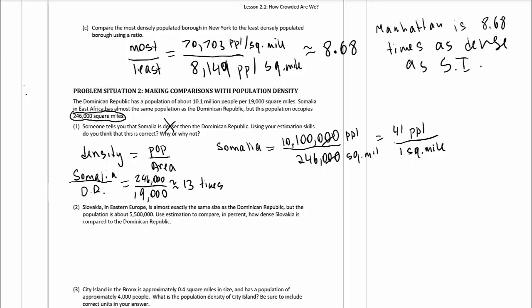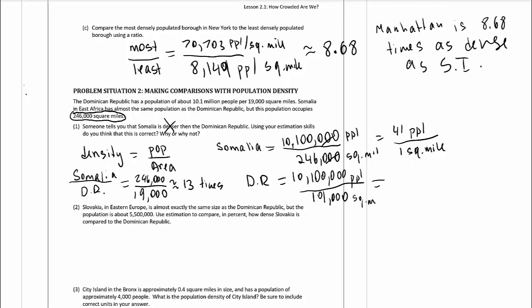So that means Somalia is 13 times as large as the Dominican Republic. That makes Somalia 13 times what? More dense or less dense than DR? Less dense, because it's bigger. All right? And now, to double check that, if we look at the Dominican Republic, its population is about the same, so we're going to use the same figure, and we're going to divide it by the space that's much smaller, and you're going to see for yourself that Somalia is bigger.